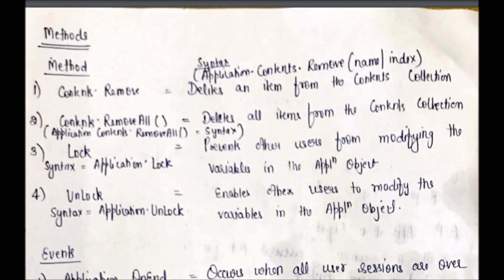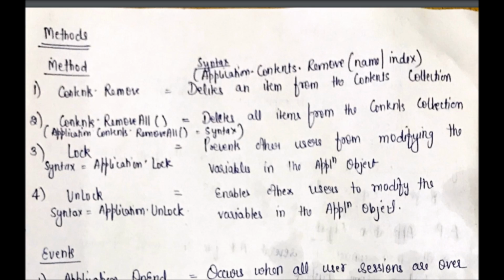The first method is the Contents.Remove method. This method deletes the specified item from the application object's contents collection. But what if we want to remove all the items from the collection? In that case we use Contents.RemoveAll. The only difference is that Contents.Remove deletes a specified item, and Contents.RemoveAll deletes all the items from the contents collection.